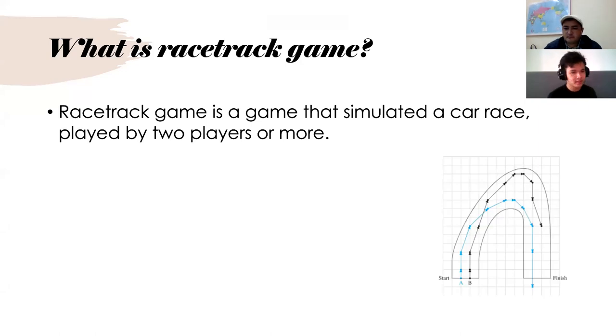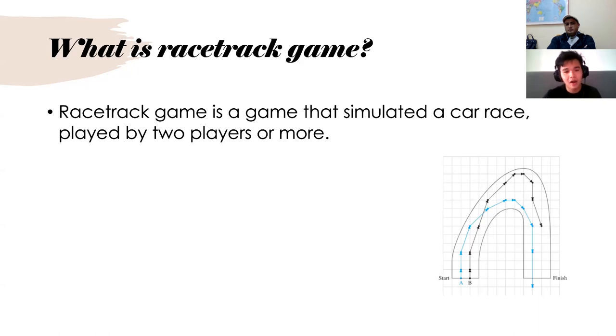So what is the Racetrack game? A Racetrack game is technically a simulated car race played by two players or more. I assume all of us have seen racing car competitions and horse racing competitions. Well, it's technically similar to that. They require all the players to have a starting point, all together at the same starting point, and the objective is to go all the way to the finish line. Whoever gets to the finish first is the winner.